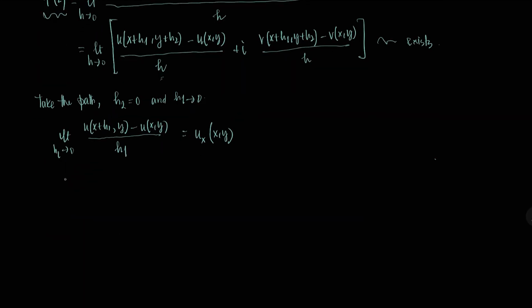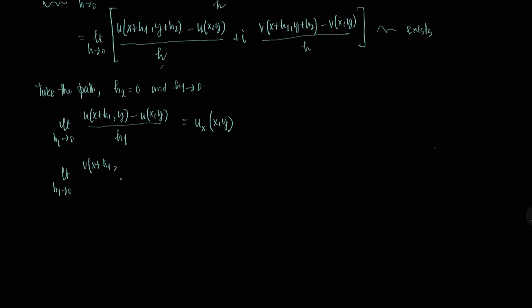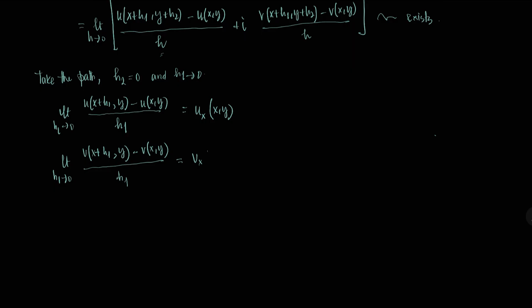Clear? Now again, limit h1 tends to 0, v of x plus h1, and h2 is 0, so basically y minus v of x comma y by h1. This is nothing but vx at the point x comma y. So what did you get? Both of these limits exist, because the original limit exists, so along every path it exists. Essentially these two things exist.